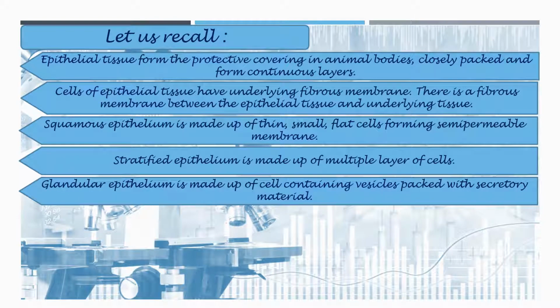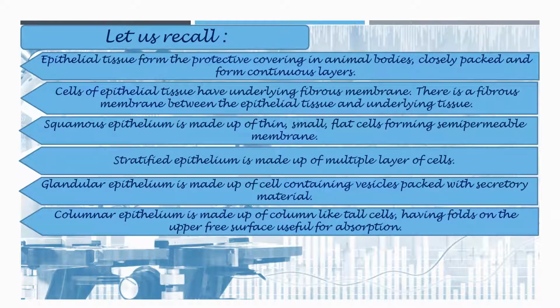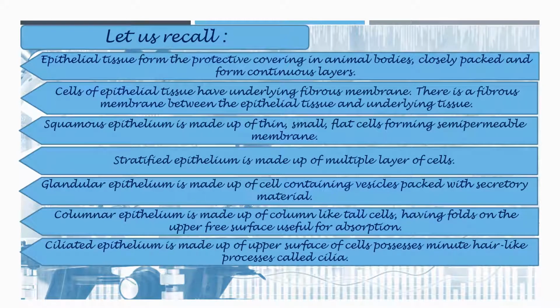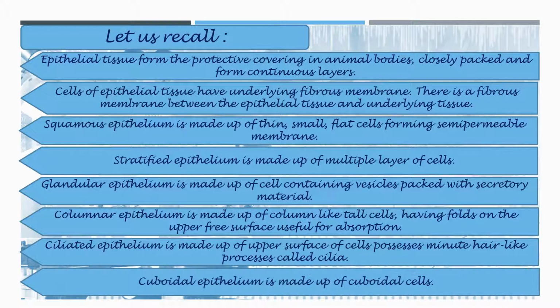Glandular epithelium is made up of cells containing vesicles packed with secretory material. Columnar epithelium is made up of column-like tall cells having folds on the upper free surface, which is useful for absorption. Ciliated epithelium is made up of cells whose upper surface possesses minute hair-like processes called cilia. And cuboidal epithelium is made up of cuboidal cells.